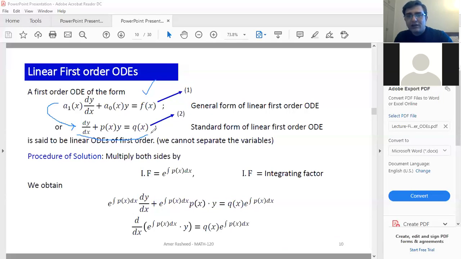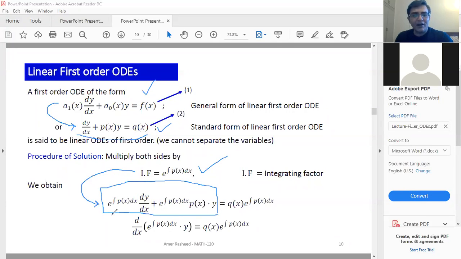What is the benefit? This is what we are going to discuss. Once we have the equation in the standard form, we can find the integrating factor in this way, and then by multiplying that equation in the standard form with this integrating factor on both sides, you can see that this left hand side has become the combined derivative of the integrating factor and y. Now this left hand side has been converted into this form.